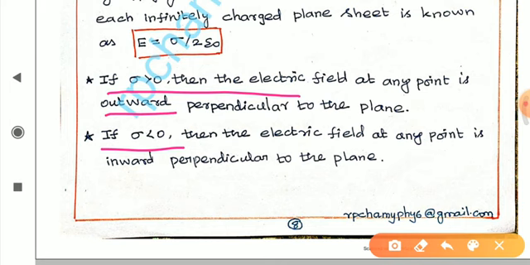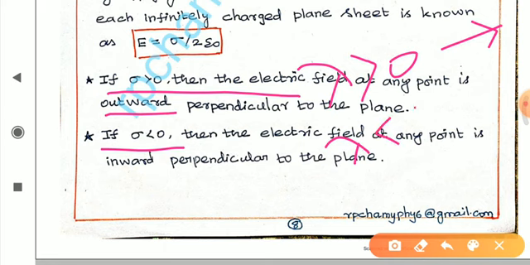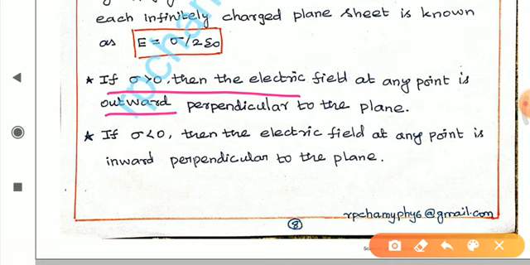In the previous video also I told clearly, if lambda is greater than 0, the electric field is acting outwards. If lambda is less than 0, the electric field is acting inwards. So the charge density decides the direction of the electric field, whether it is acting perpendicular outwards or perpendicular inwards. The same concept we are using here. If the surface charge density sigma is greater than 0, the electric field at any point is outward perpendicular to the plane. At the same time, if sigma is less than 0, then the electric field at any point is inward perpendicular to the plane.